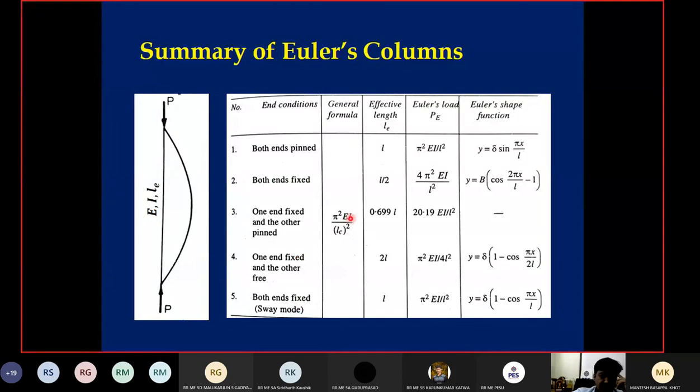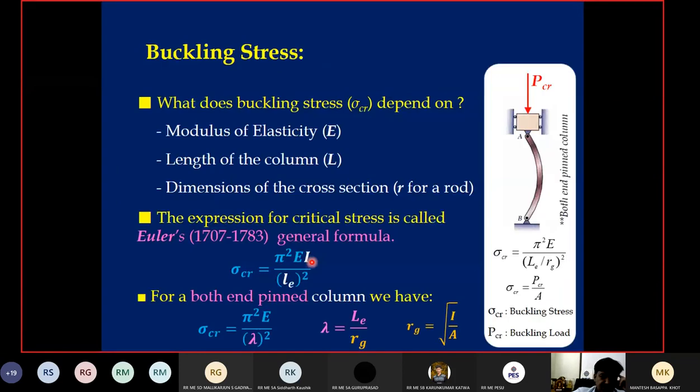So if you look at the table, this talks about the end condition and the generalized formula that is given by Euler based on this assumption. This is talking about the effective length, the distribution of the stresses along the member when it is subject to buckling, and it depends on the points of inflection. And then this is talking about the Euler's shape function that is going to take place because of this buckling. So this is what you should know, and I think it's given in the textbook.